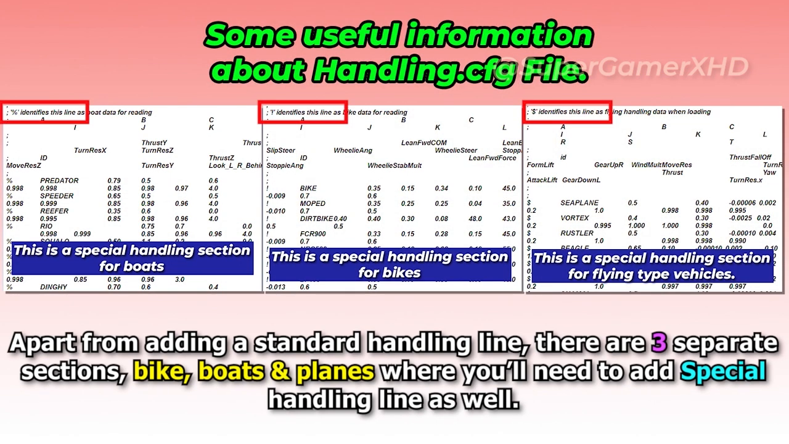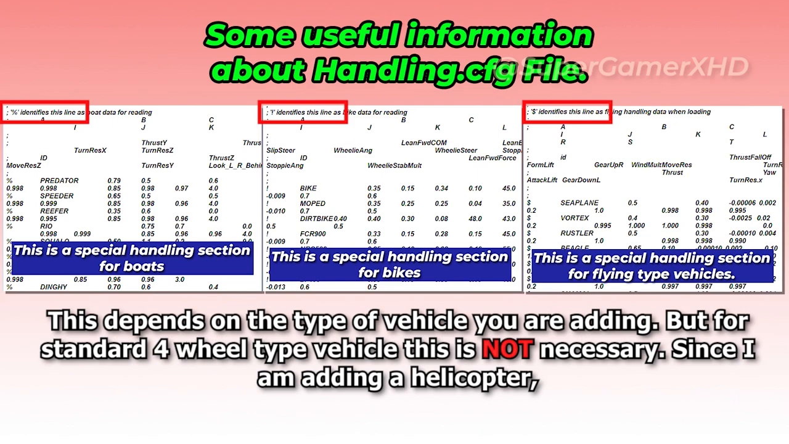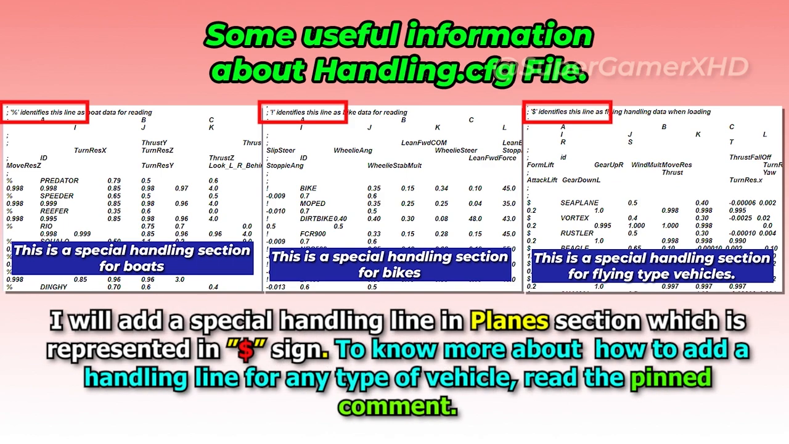Now, since I am adding a helicopter, I will need to add a standard handling line for it, and a special handling line too. This applies to bikes and boats too. But, if you are adding a standard 4-wheel type vehicle, you don't have to create a special handling line for it. For 4-wheel vehicles, a standard handling line is enough.